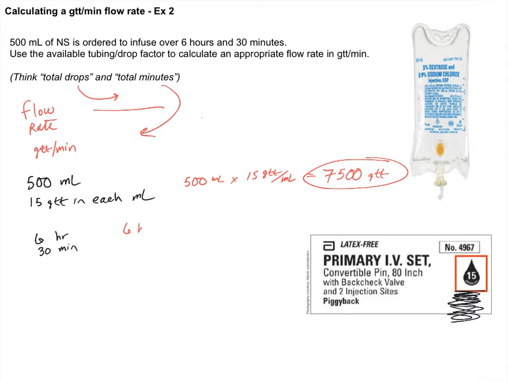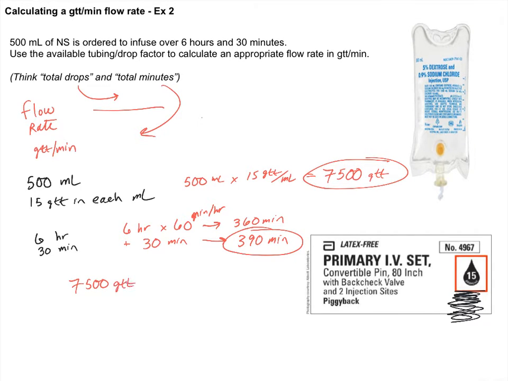So I know 6 hours times 60 minutes will give me a total of 360 minutes. Right? And this 60 is the number of minutes per hour. And I know there are also the 30 minutes, so I have to add in the 6 hours and 30 minutes. So I get 390 minutes. This is the total number of minutes in my infusion time. I am now ready to calculate my flow rate. I have 7,500 drops. They need to infuse over 390 minutes.